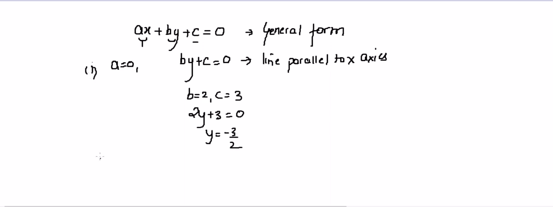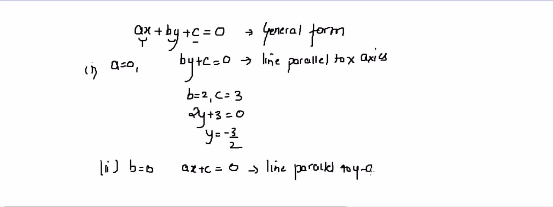Second case, when b equals 0. If I put b equals 0 in standard form, I'll get ax plus c equals 0, which is a line parallel to y-axis. Same if I put a equals say 3, c equals 4, so I'll get 3x plus 4 equals 0, or x equals minus 4 over 3, and x equals a constant number is always a line parallel to y-axis.